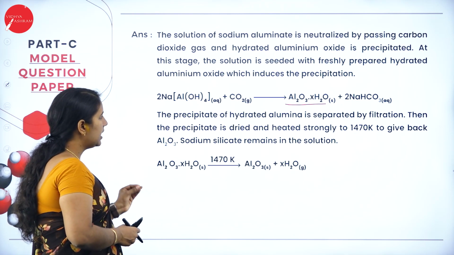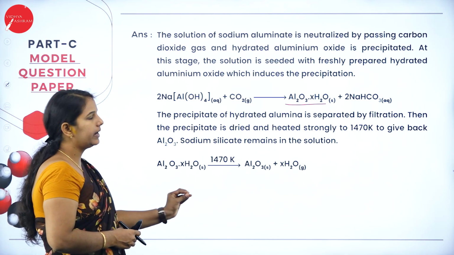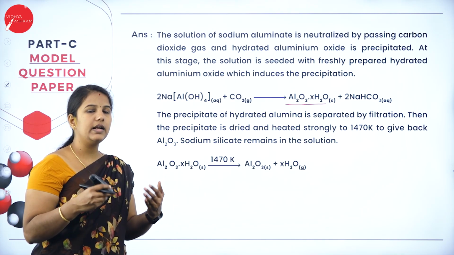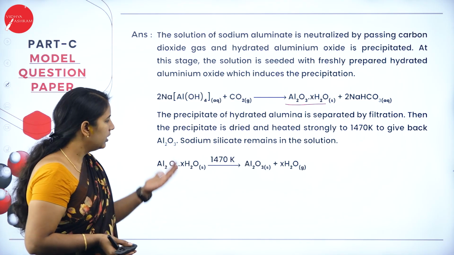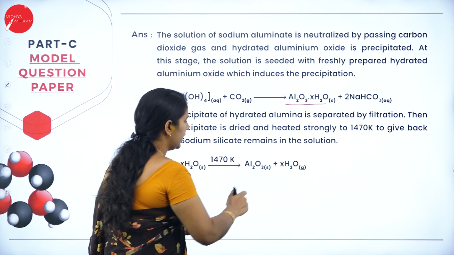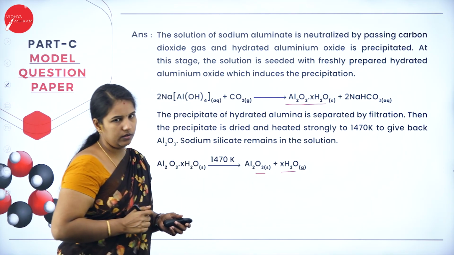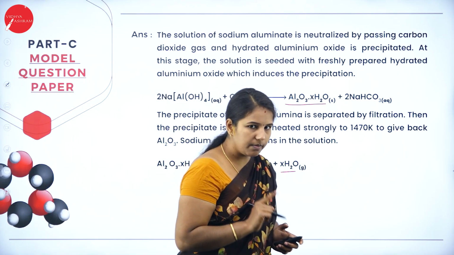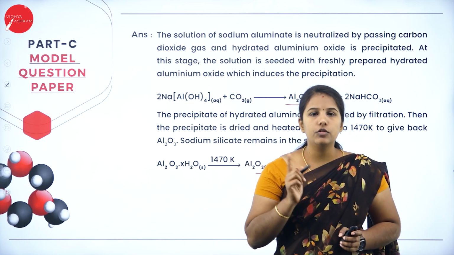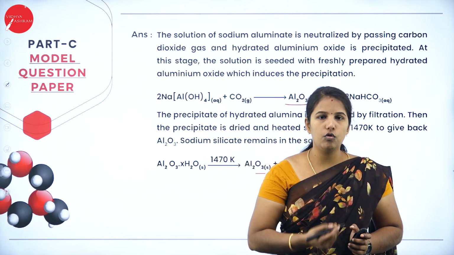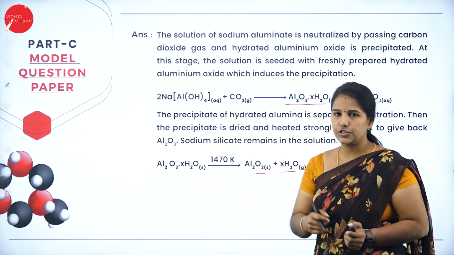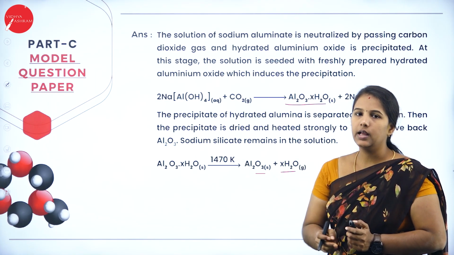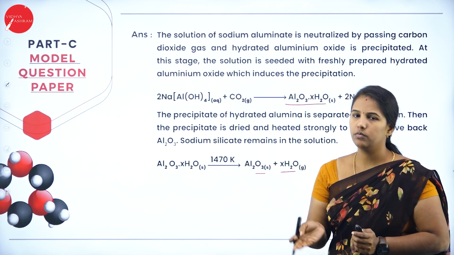In the last step, the hydrated aluminium oxide is taken and heated at a very high temperature. You will get aluminium oxide with the elimination of water. These are the 3 steps. You must write them and they must be balanced. If you know how to write in your own words, you can write with the explanation part. But the reaction you have to write in a neat manner and it should be balanced on both sides.